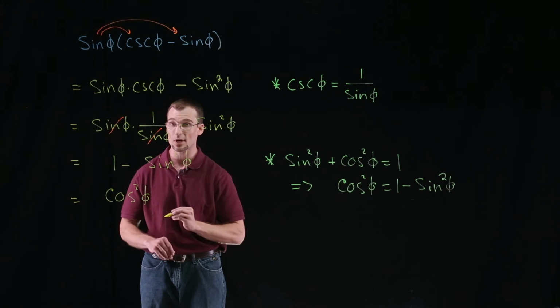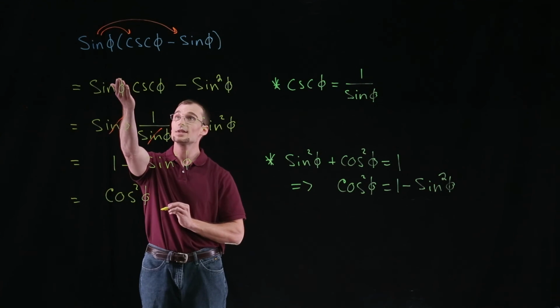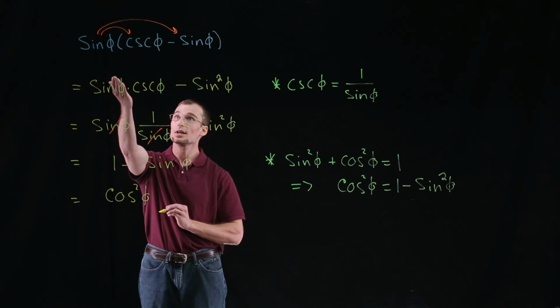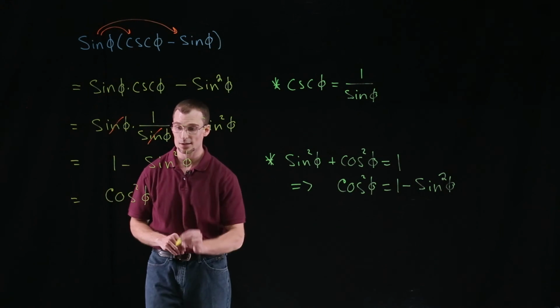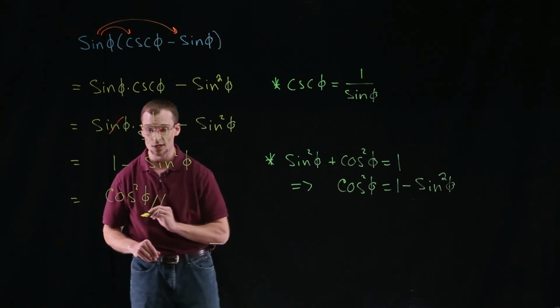Now, with what we have, we're about as simplified as we can be. So we've taken a trigonometric expression, simplified it with algebra and trig identities, and gotten cosine squared phi.